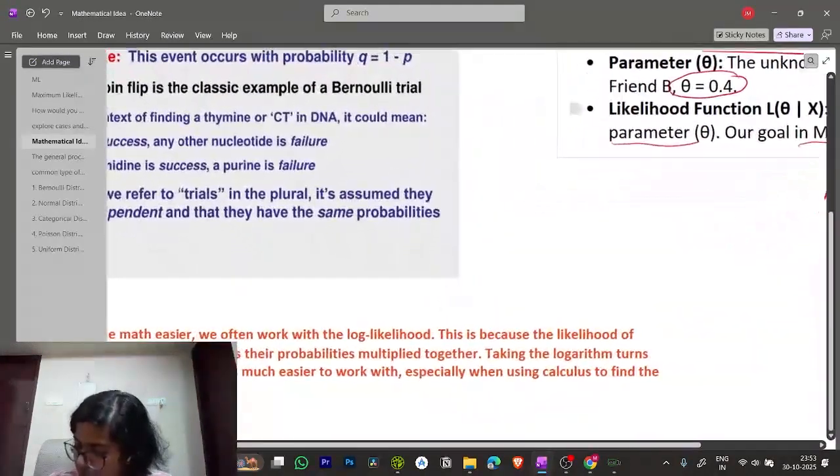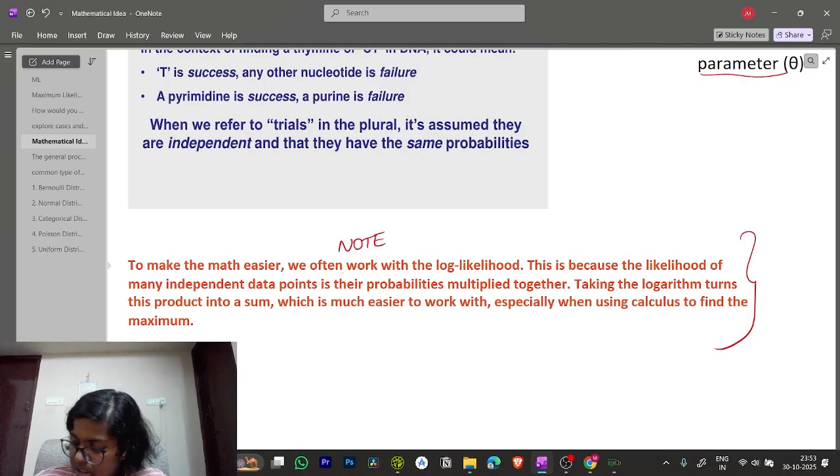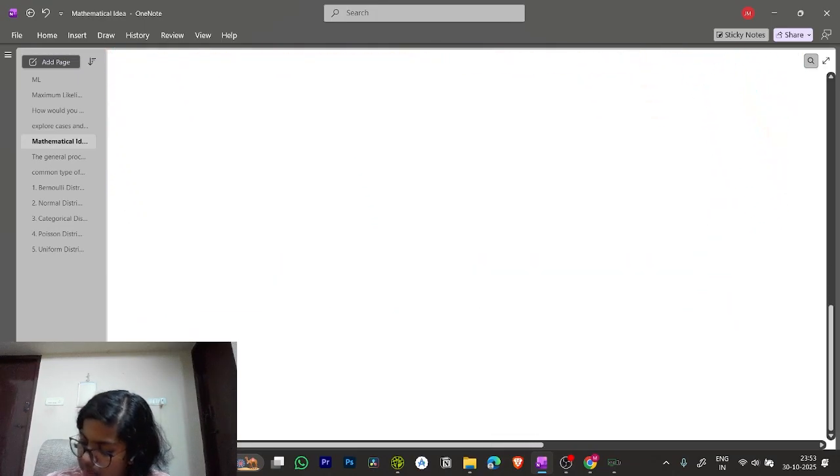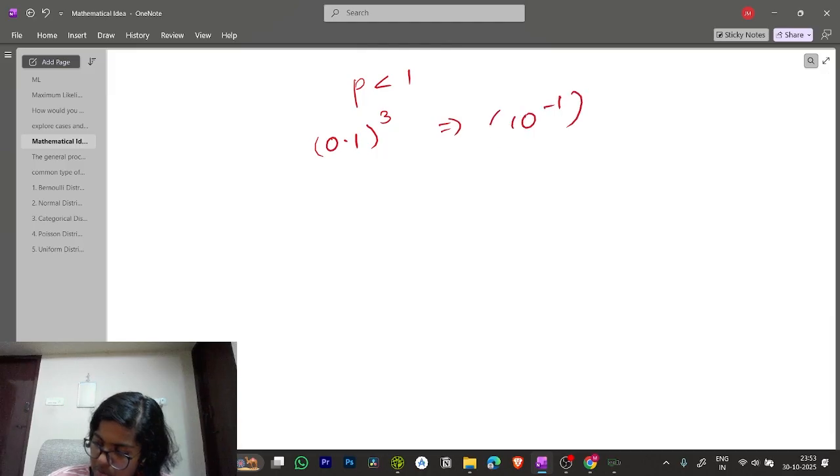Also, this is a note. When we solve the question I'll tell you, but remember that to make the max easy we often work with the log likelihood. For example, in Bernoulli, if you know the formula, it is the multiplication of the probabilities. You know that probability is always less than 1. So let's say 0.1 to the power 3, that will be 10 to the power minus 3, which is 0.001, a small number.